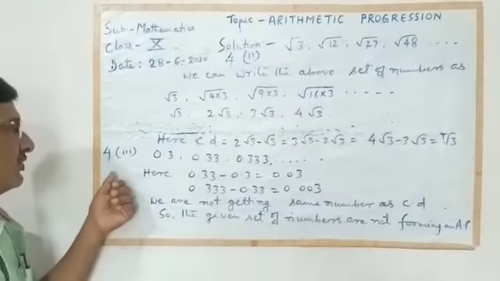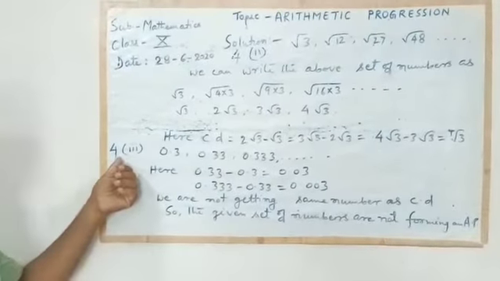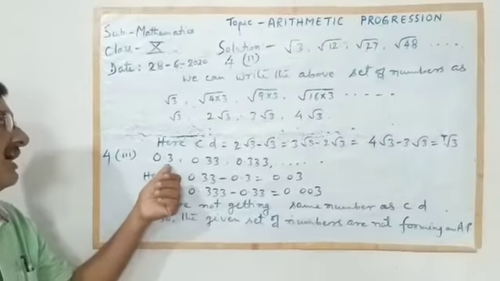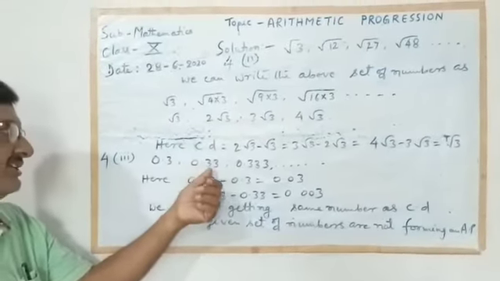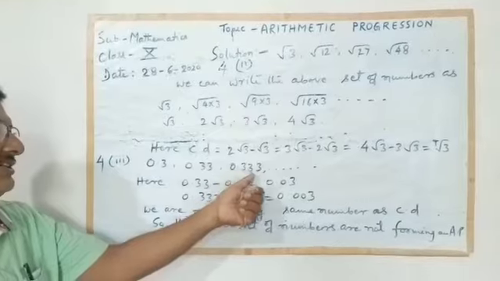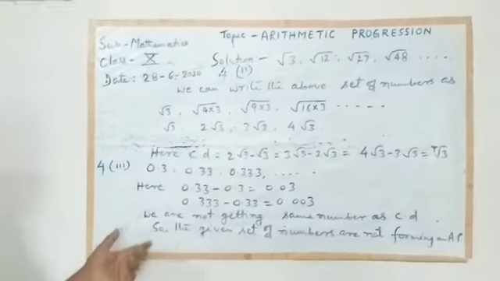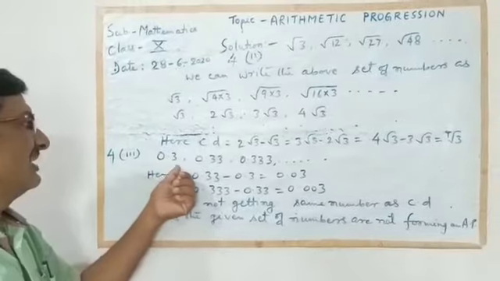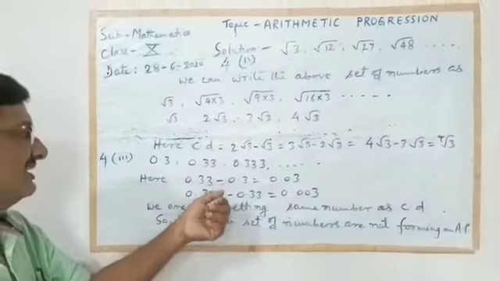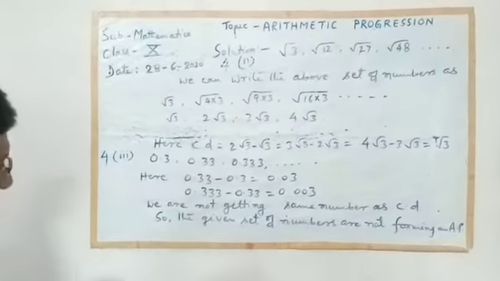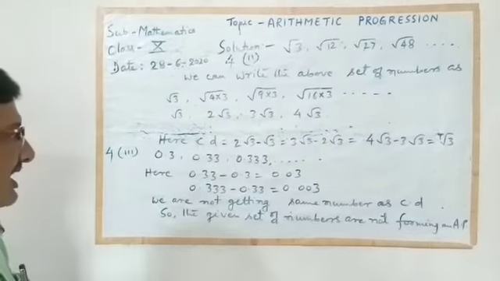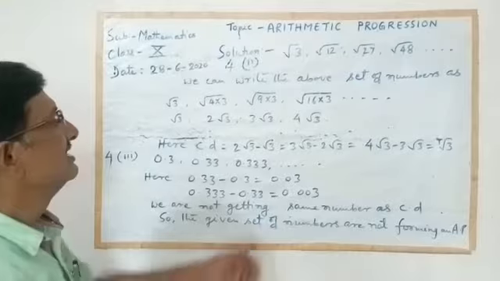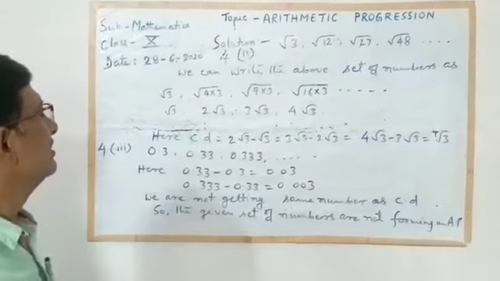In question 4.3, the given set of numbers is 0.3, 0.33, 0.333 and so on. Here when we subtract 0.3 from 0.33, we get 0.03.